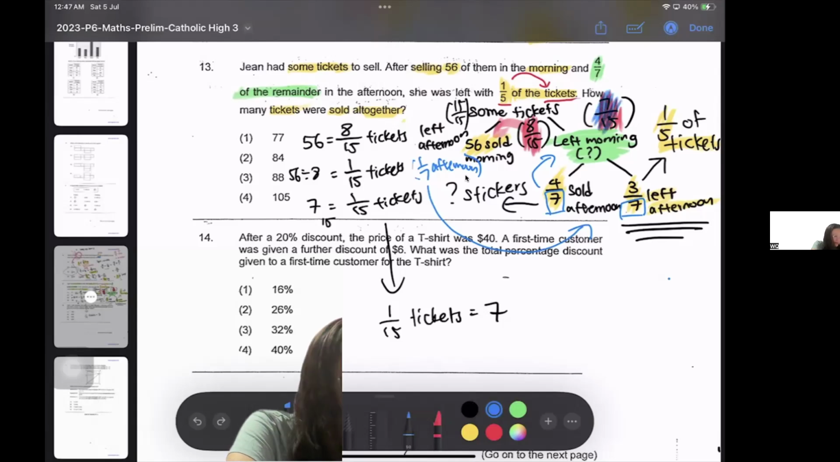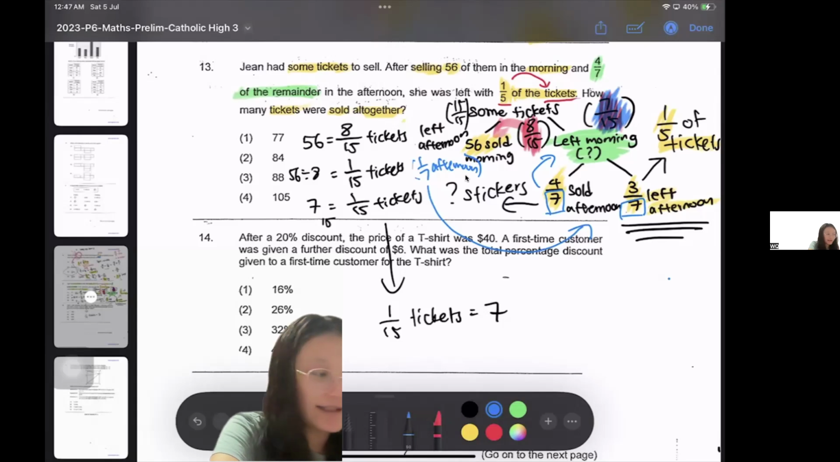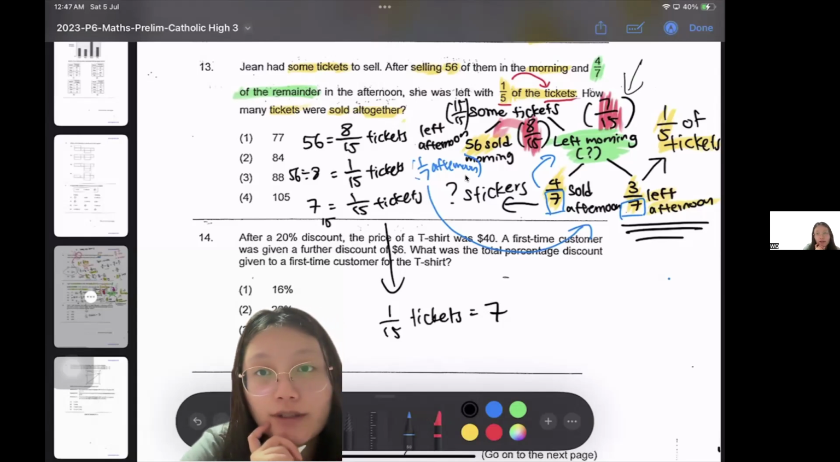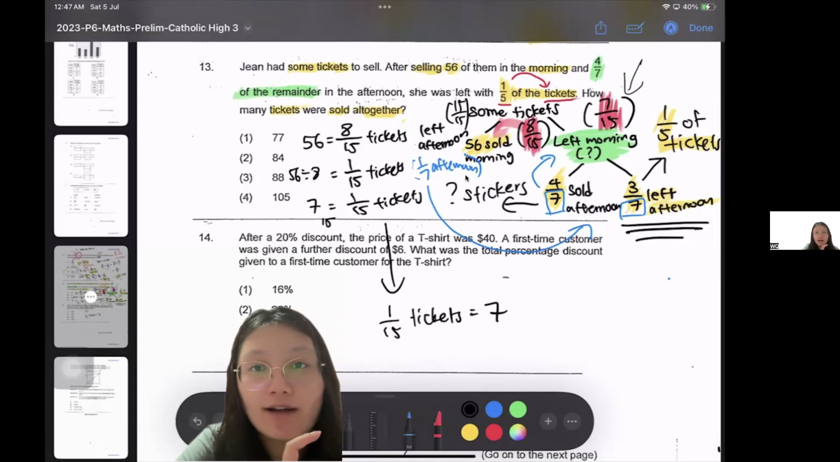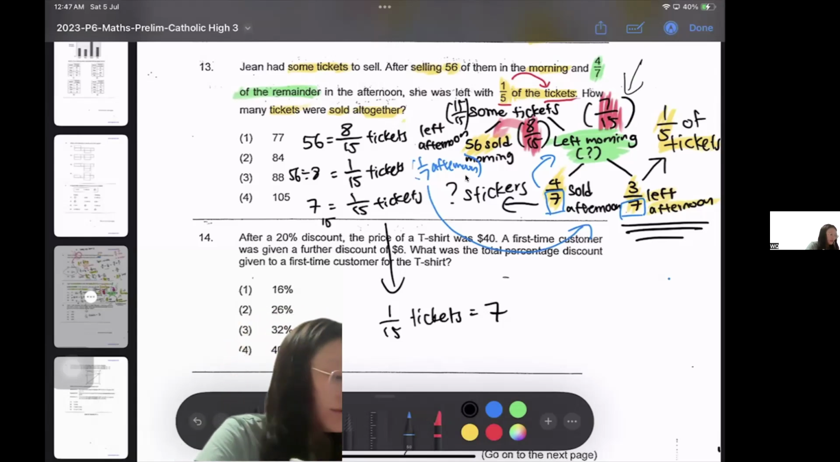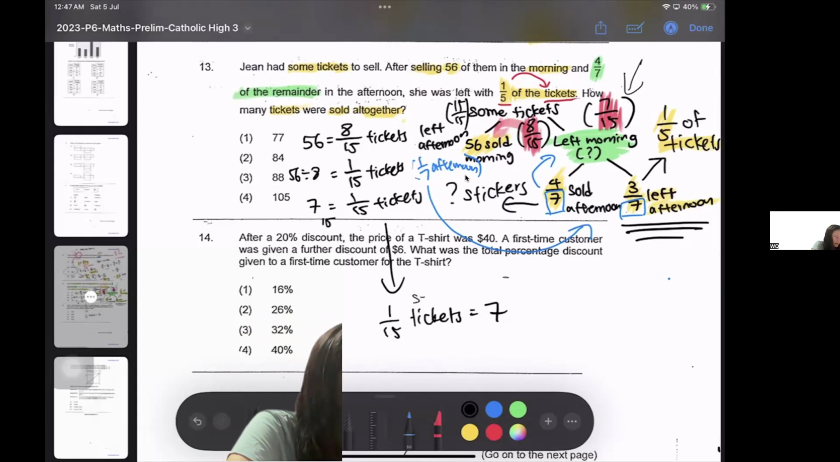Okay, let's look back on top, right? You see the thing I'm coloring here? I know it's blocking the word, but it's this one, okay? This 7 out of 15 will give you the left in the morning. So you need to find 7 out of 15 is how many tickets? So 1 out of 15 is 7 tickets, okay? This is the start tickets. It's 15 of the start. 1 out of 15 of the start tickets goes to 7 tickets.